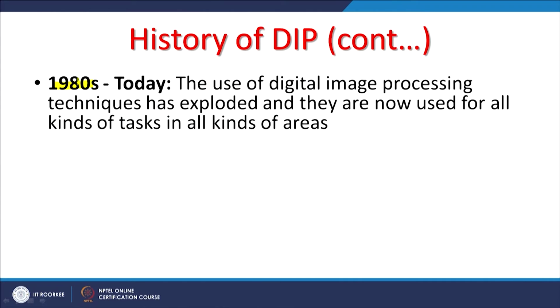In the 1980s, the use of digital image processing techniques exploded, and they are now used for all kinds of tasks in all kinds of areas. And the development which has taken place in the 80s, many things of course have improved. And what are those areas where things have improved or are being improved?